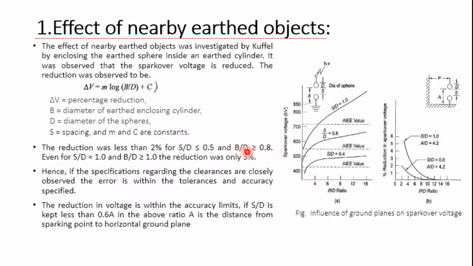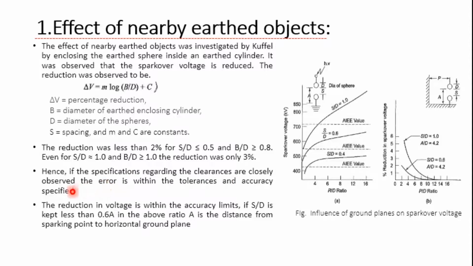which is greater than or equal to 0.8. Even for the spacing to diameter ratio equal to 1 and the earth object distance to diameter ratio greater than or equal to 1, we can observe a reduction of only 3%. Hence, for the specification regarding the clearance, it is closely observed that errors are within the tolerance and the accuracy is specified.